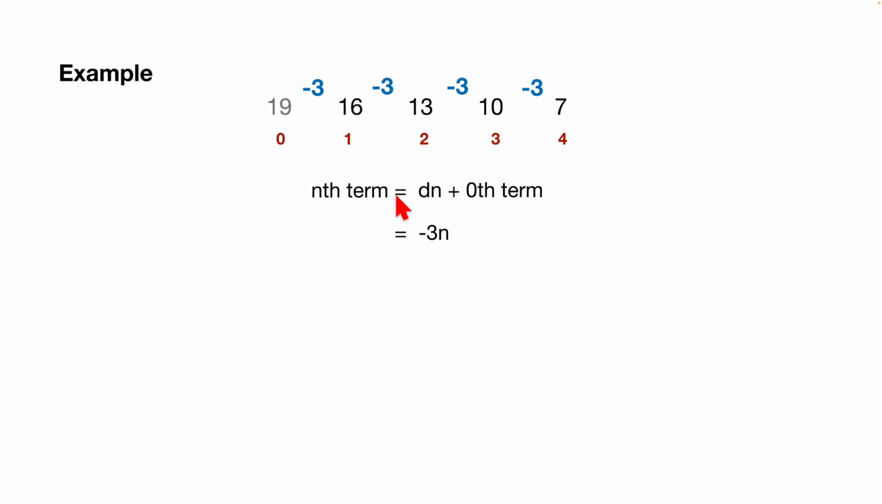So the nth term equals dn plus the 0th term, and that is equal to minus 3n because the difference is minus 3, plus the 0th term, which is 19. We can turn that around. It's the same equation. We just don't like starting with a minus. But maybe you just leave it like that. You're going to get the mark for this. This is perfectly correct. Let's check it.